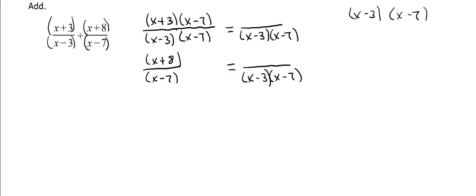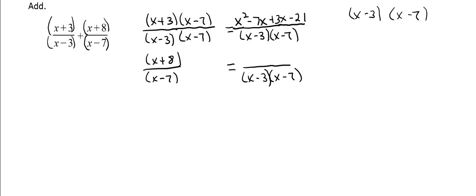So x times x is x squared. X times negative 7 is negative 7x. Positive 3 times x is positive 3x. And positive 3 times negative 7 is negative 21. Now I'm not going to combine like terms here. I'll do that when I combine the numerators.